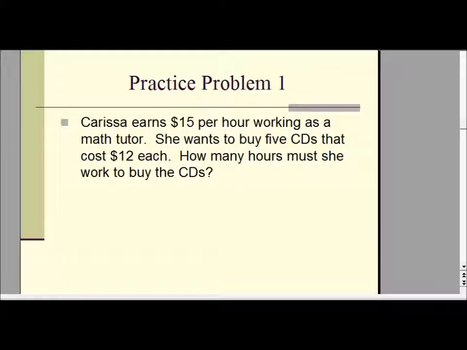Practice problem 1. Carissa earns $15 per hour working as a math tutor. She wants to buy 5 CDs that cost $12 each. How many hours must she work to buy the CDs?